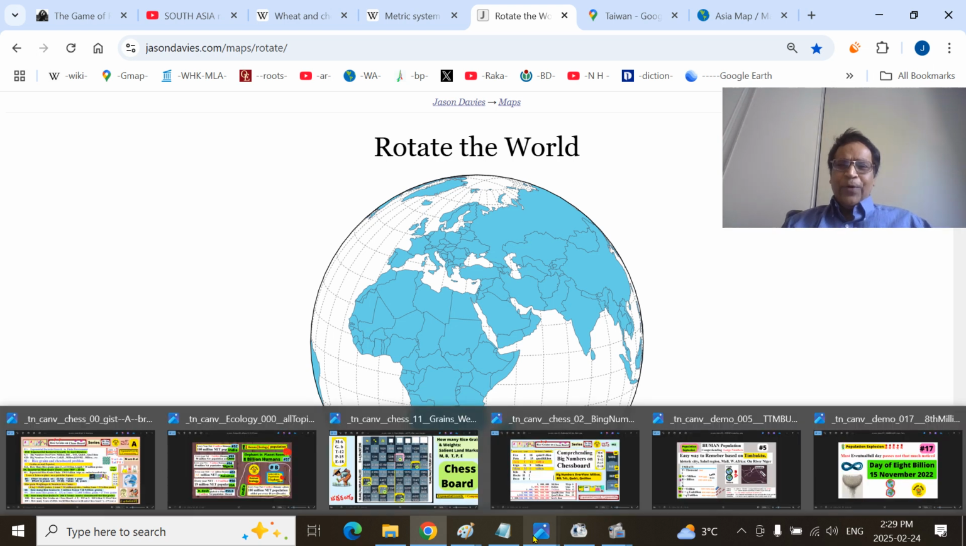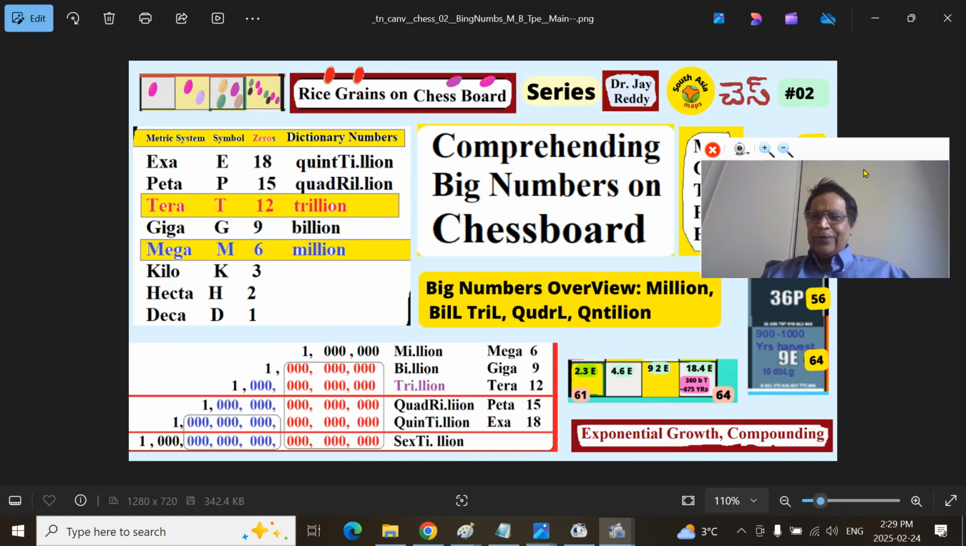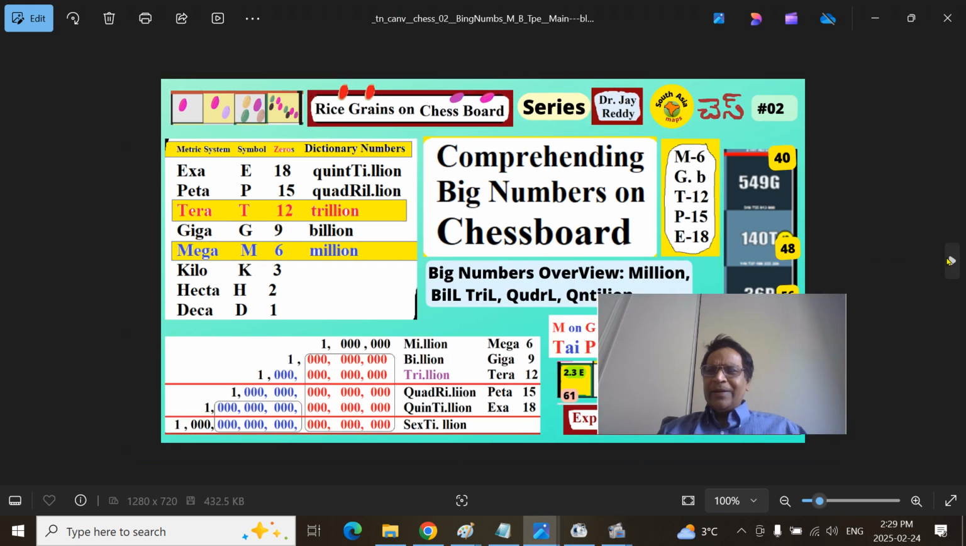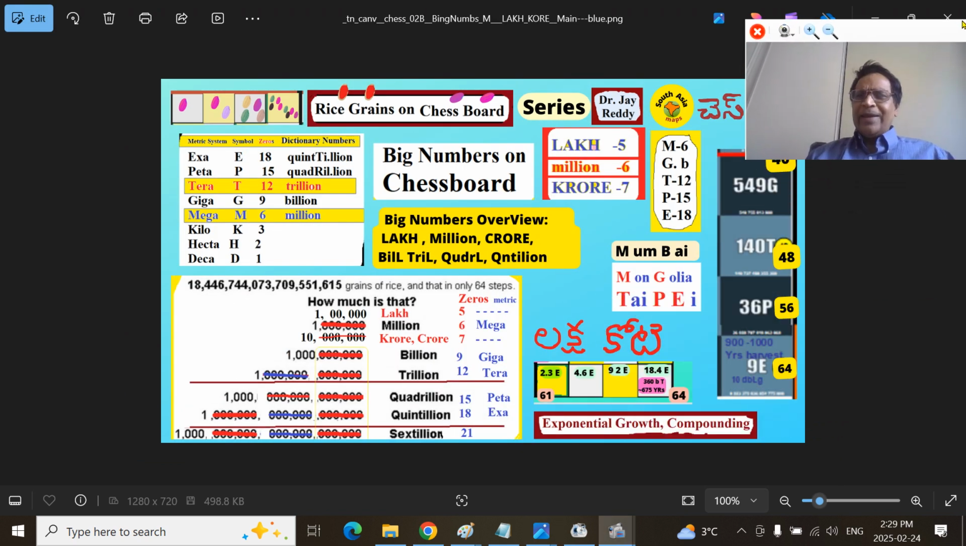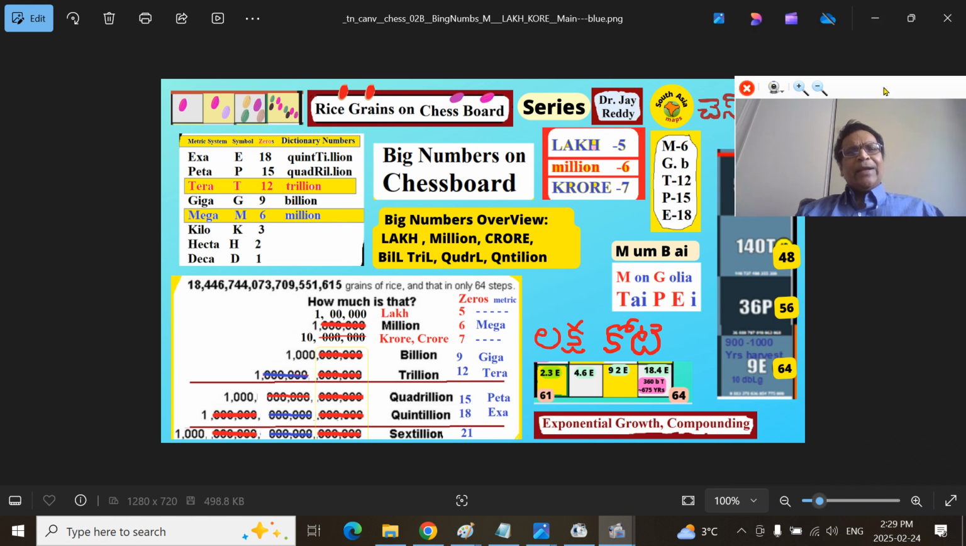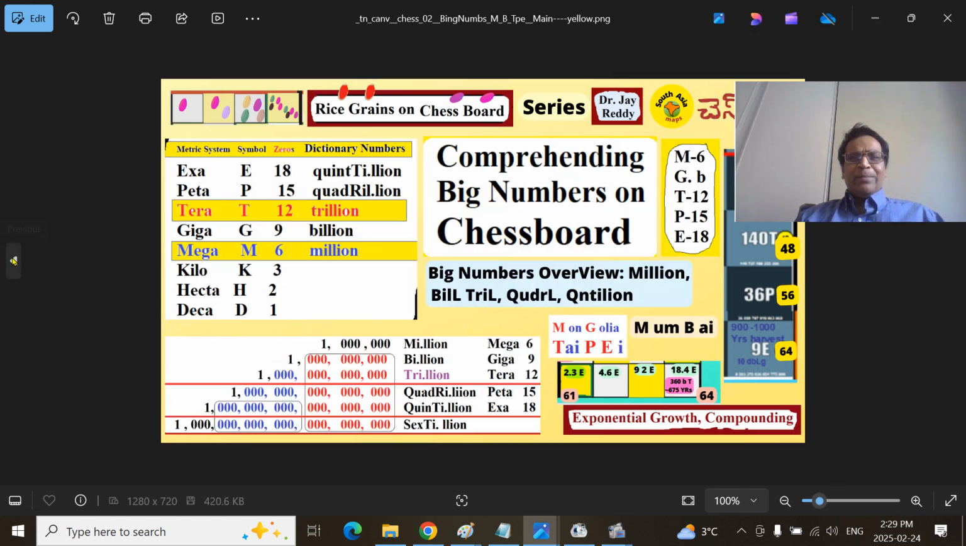Hope this will be useful to you. And in the next presentation I'll be talking about a similar idea in India, Bharat, where we use the concept called Lakh and Crore. How you integrate that into the system will be the point of discussion.